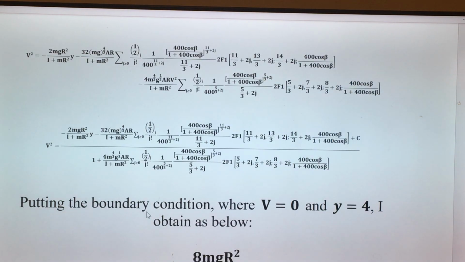Okay, putting the boundary condition where v is equal to 0 and y is equal to 4, I obtain as below. So y is for the top of the cusp of the cycloid. If the cycloid is like this, the top is here. So this is 4, y is 4, x is 2 pi. As in all my previous videos, you can check there.